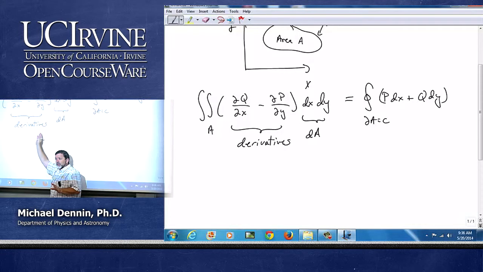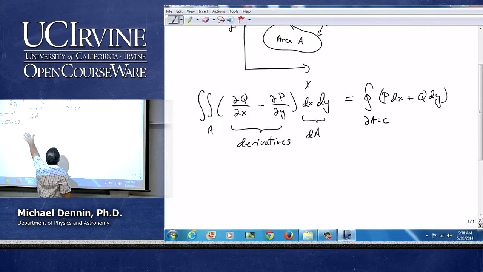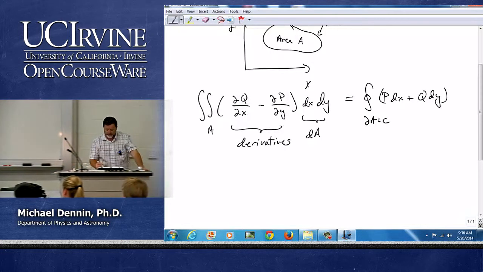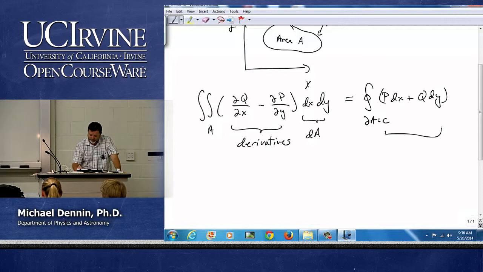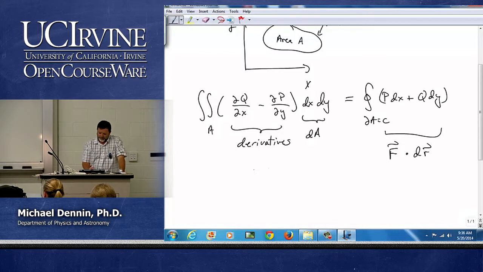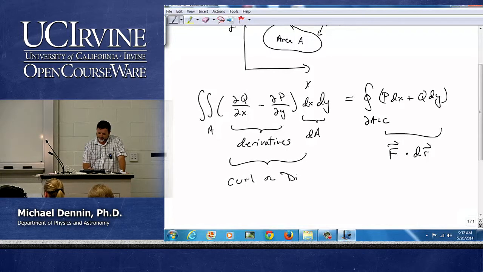So we'll see as we go on that this contains two theorems, and that's why we break it up like this, and we have the separate pieces. So this side, we'll see, is really some other more general function f dotted into dr. And depending on how we define f, this will end up being a curl or a divergence.